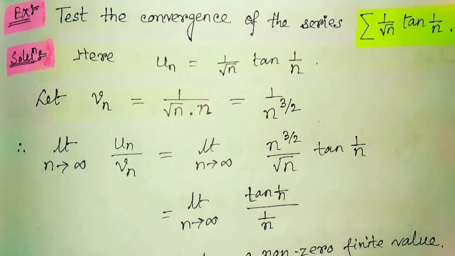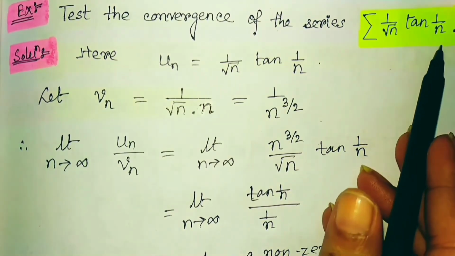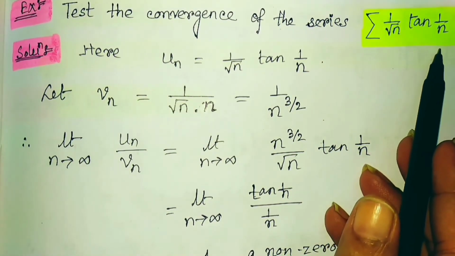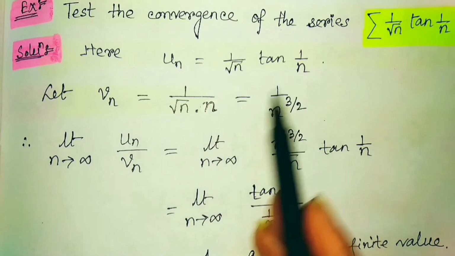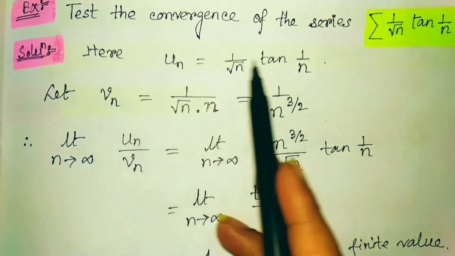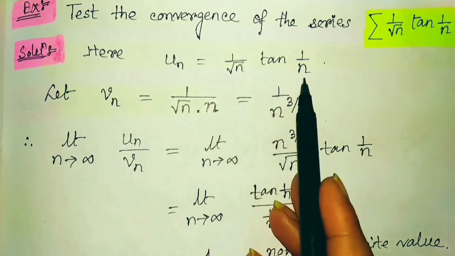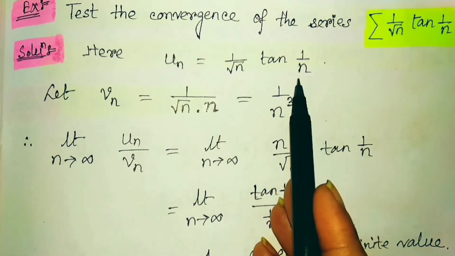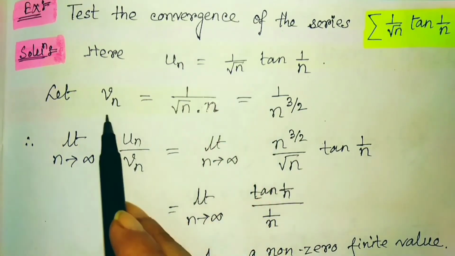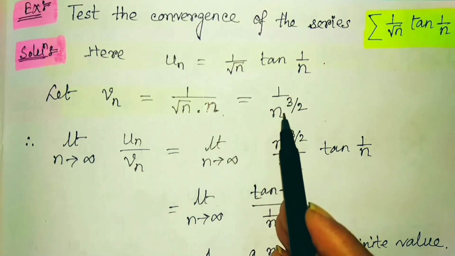So one more example is, if the given series is summation 1 by root n tan of 1 by n. Here a bit different type of series is this one. Here un is this one, no doubt. But what should be our Vn? If this type of trigonometric terms are involved, then Vn should be the multiplication of whatever n are there. That means here in the denominator it is root n, and here it is n. So it is the total multiplication. So Vn we consider as 1 upon root n into n, that is actually 1 upon n to the power 3 by 2.